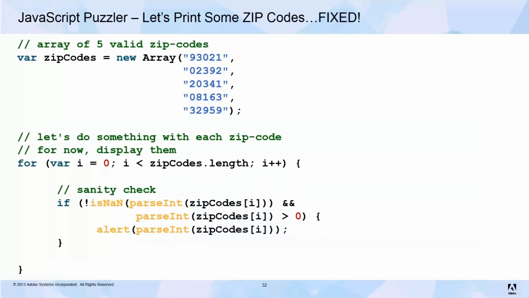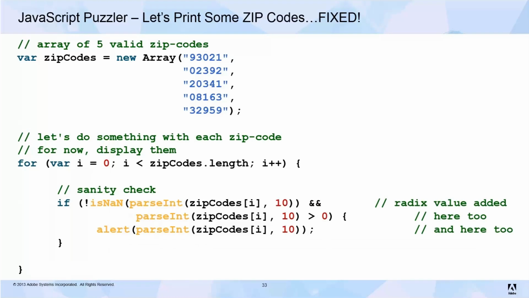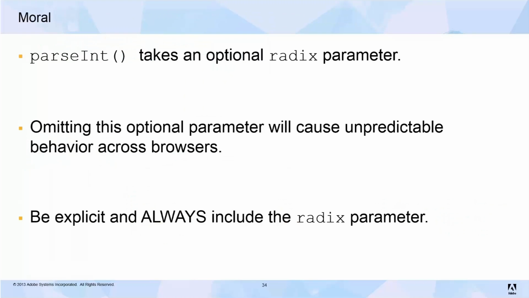So how do we fix this? Well, let's follow what the MDN says, and let's always pass a radix. Simple fix, just always pass a radix. That's it. The moral: parseInt takes an optional radix, but really it's not optional. Omitting this will cause unpredictable behavior across the browser, so be explicit and just always include it. So that's my last puzzler.